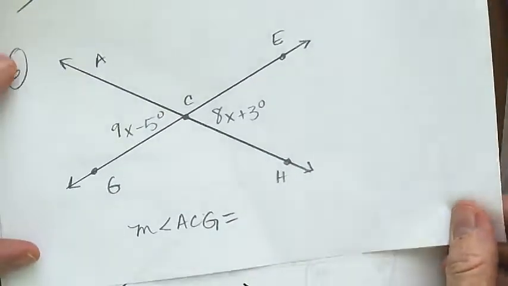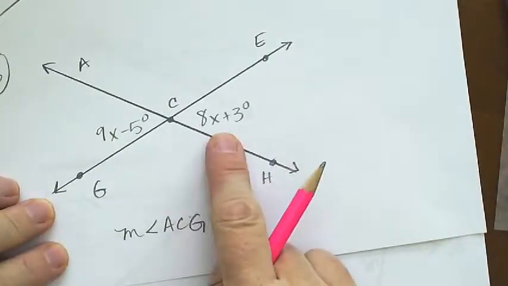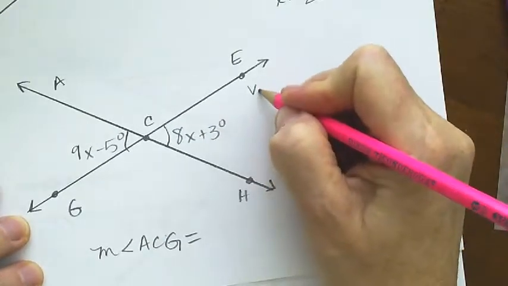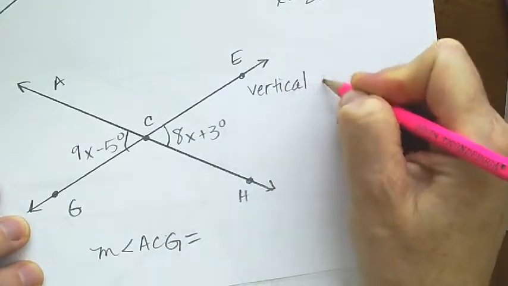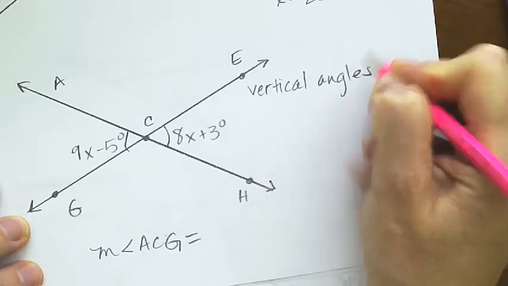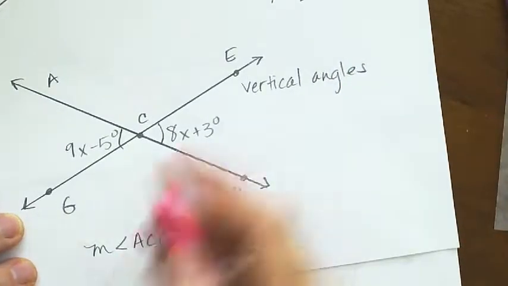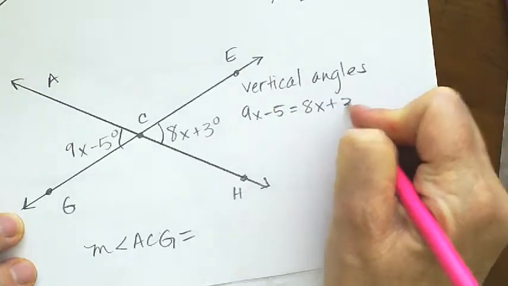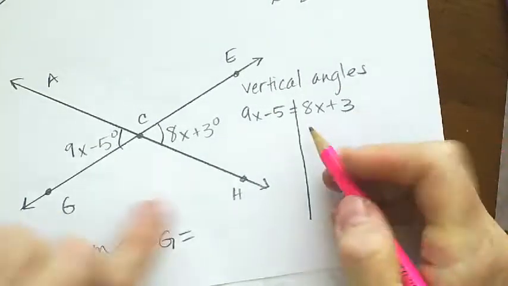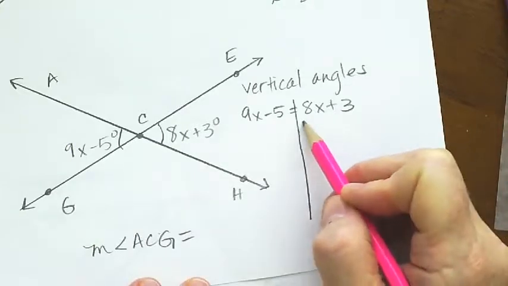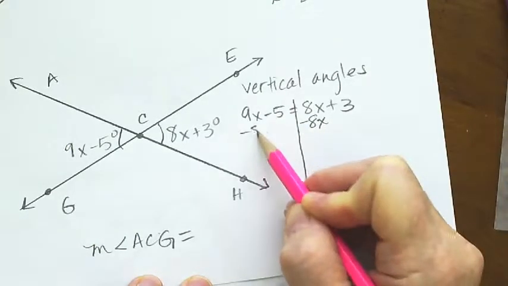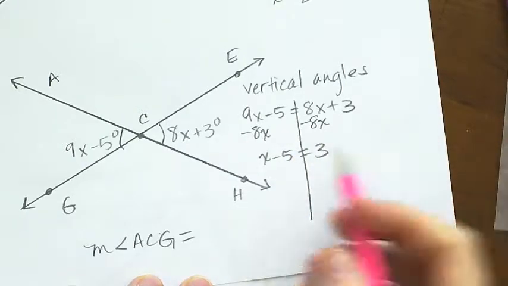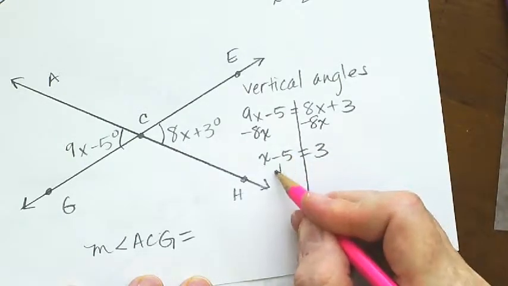Okay, number 8. We've got intersecting lines. Hopefully you recognize these are vertical angles, and it's the same process as the one we just did. 9x minus 5 equals 8x plus 3. Let's solve for x. Get rid of the smaller one. Add 5 to both sides.